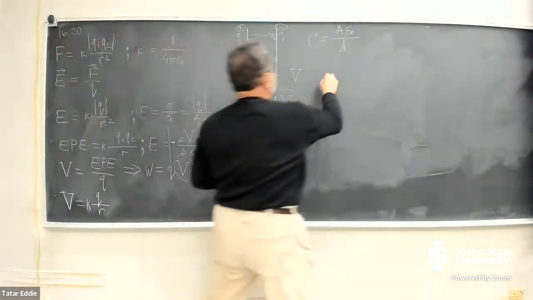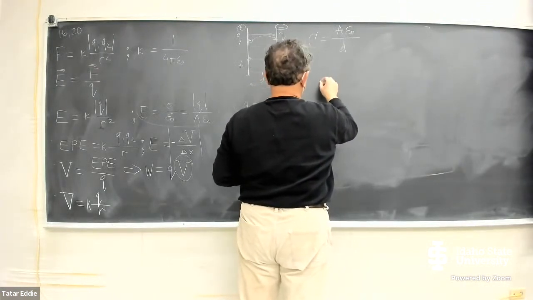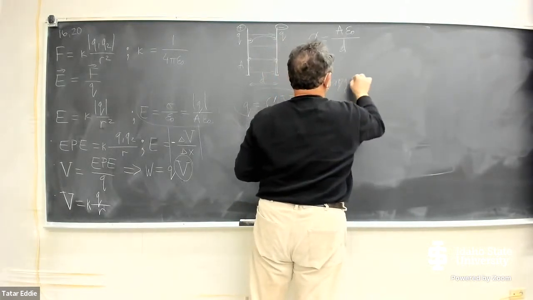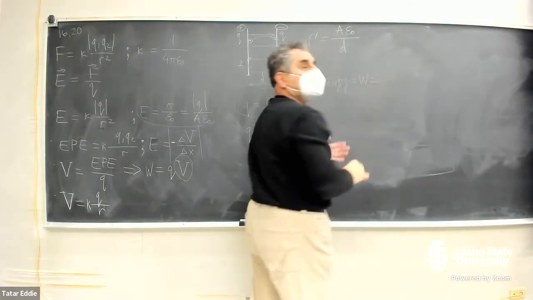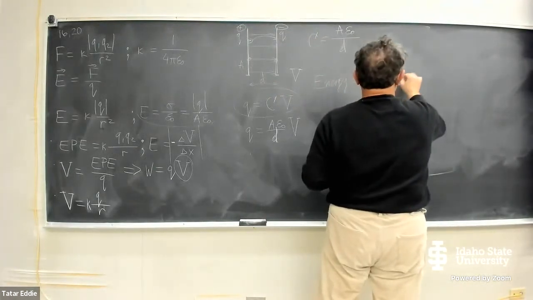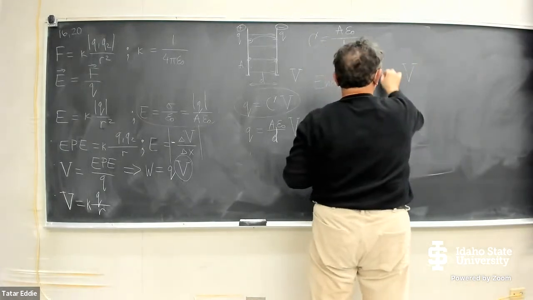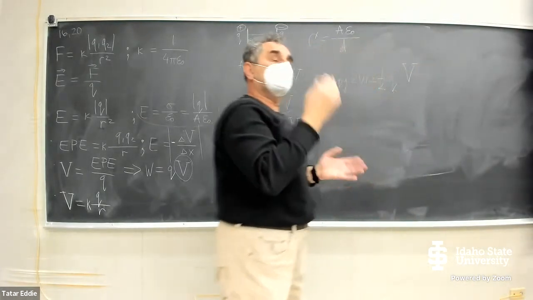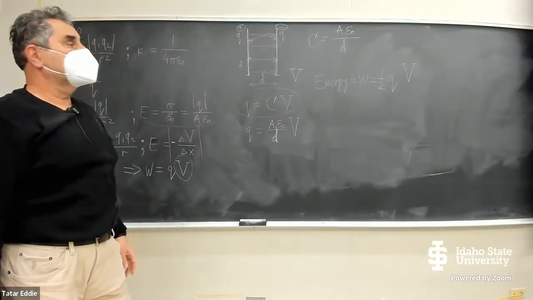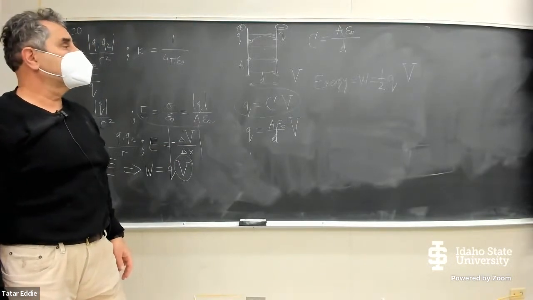And therefore, the energy stored in the capacitor, I'll write it like this. Energy stored in the capacitor, which is also the work that you do in order to charge that capacitor, is Q times V average. And average V is 1/2, because you take the average between 0 voltage and the final voltage, you get 1/2 of the final voltage.